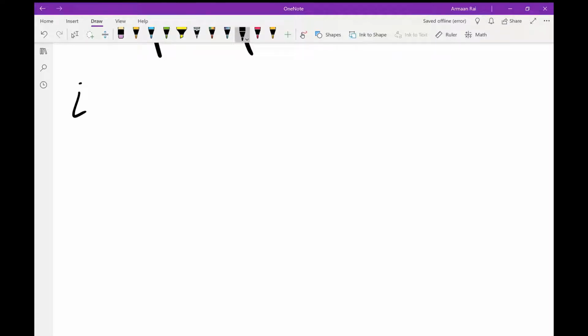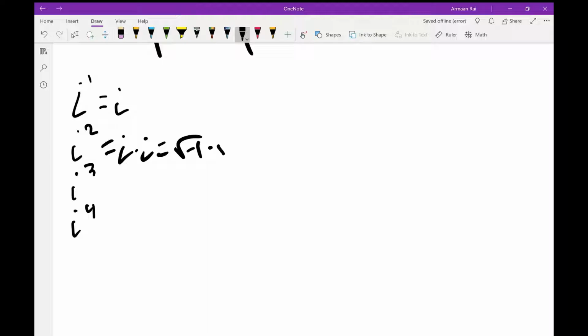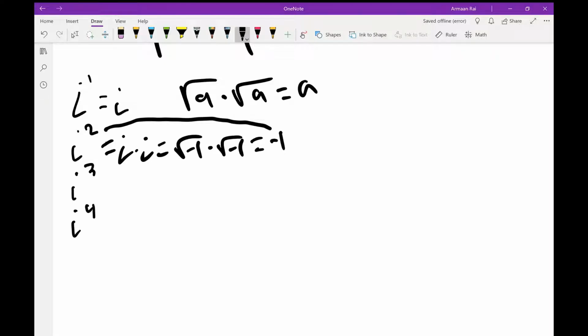So let's take i squared, i cubed, and i to the fourth. Well, i to the first is just i. Every number to the first is itself. Now, what's i squared? Well, i squared is i times i. That means it's the square root of negative 1 times the square root of negative 1. And we know that the square root of a number times the square root of that number equals that number. So that means i squared equals negative 1.